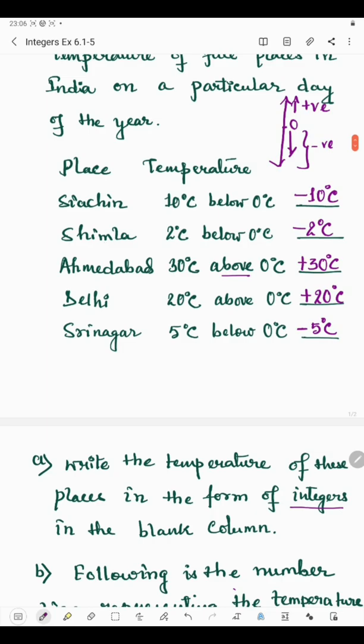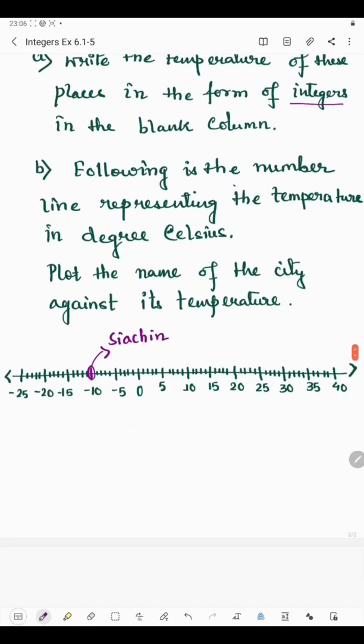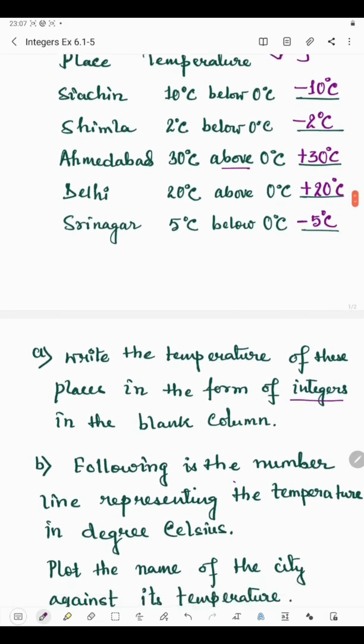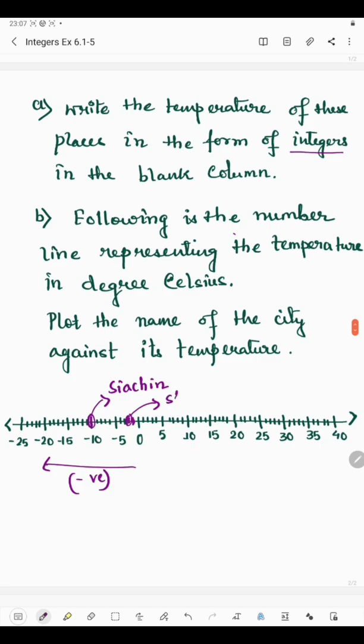Next we have Shimla's temperature, which is 2 degrees Celsius below 0. That means minus 2. Again on the left side of 0. So here is all negative. So this is minus 1. This is minus 2. So this is Shimla's temperature. So we'll write Shimla.